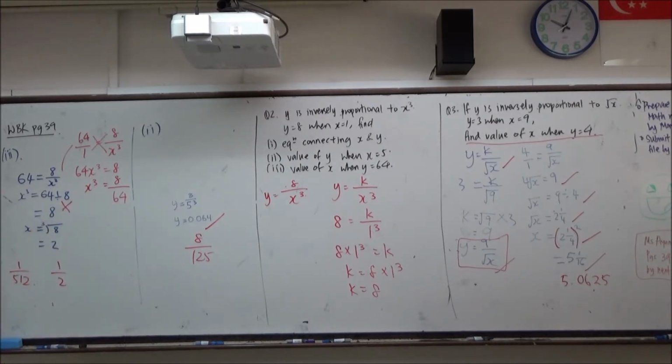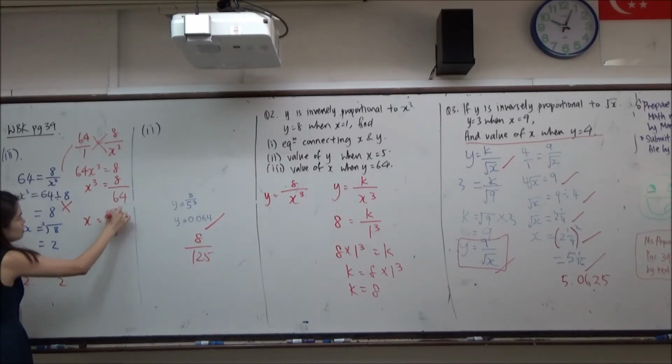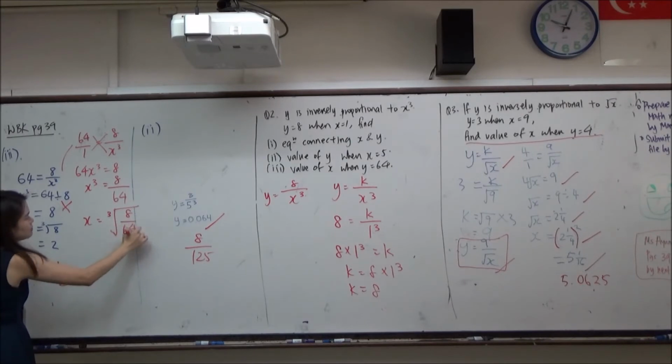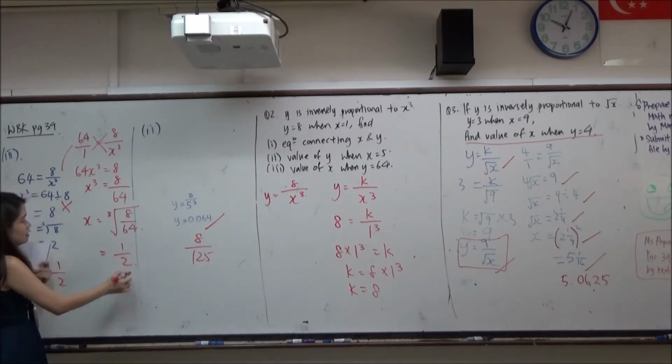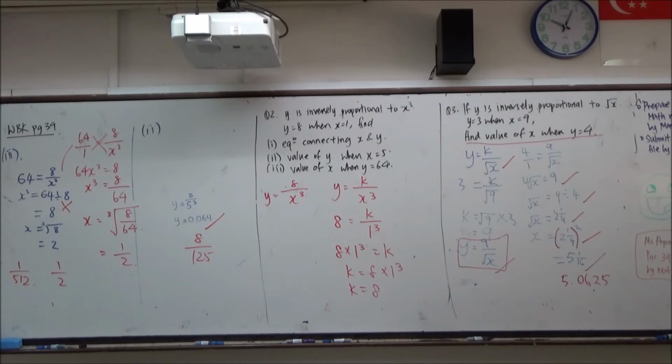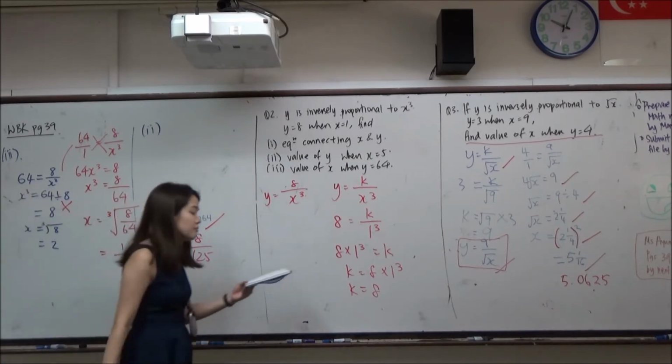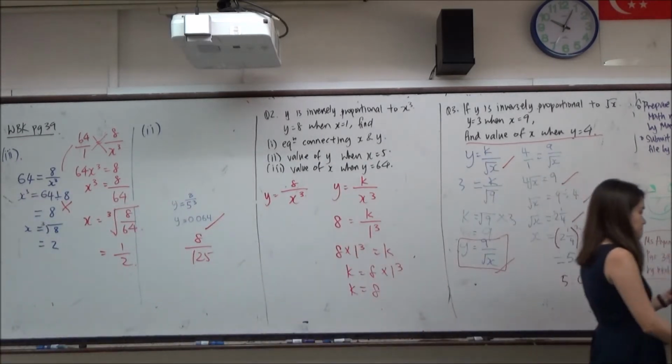Okay, then we will get x cubed equals to 8 over 64. Then after that, to find out what is x, we will take the cube root of 8 over 64. Okay, so keying that into your calculator, what do you have? You will be getting half. So half, 0.5, you're correct. Okay, so 1 over 512 is wrong. Okay, so make sure you know where it went wrong.